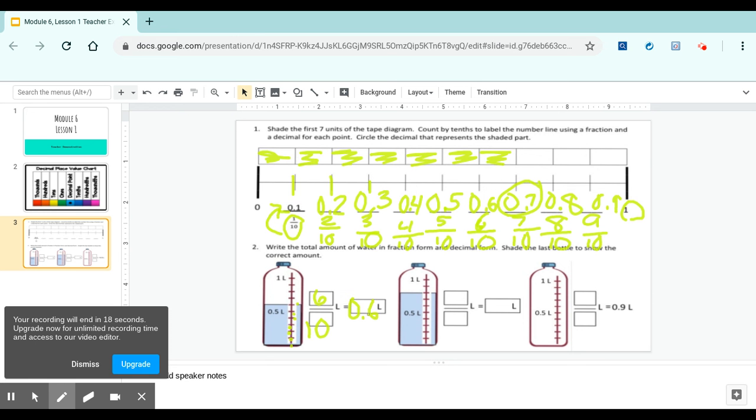So we have 1, 2, 3, 4, 5, 6, 7, 8. So that's 8/10. And it would be written as 0.8. So 0 wholes and 8/10 of a liter.